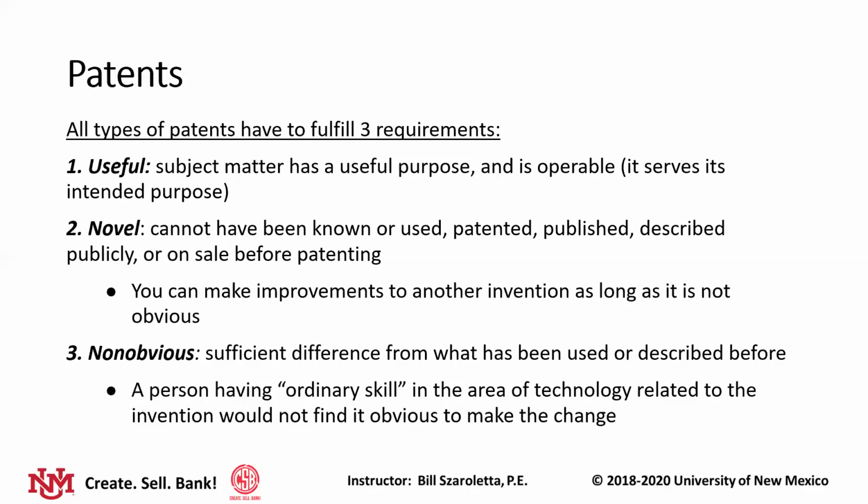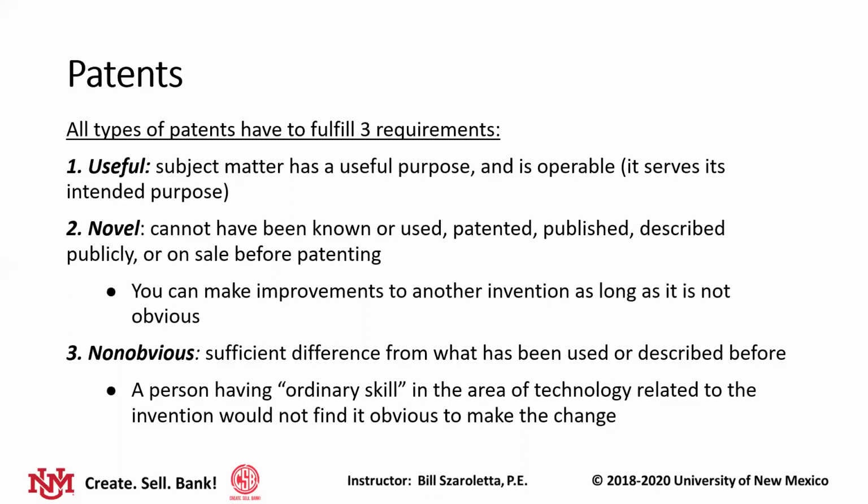And if you don't, there's circumstances where you can still get a patent, but it's important, very, very soon after you disclose, to either talk to an attorney or look into the patenting process. It's important to mention under this category that you can make improvements to another invention as long as it is not obvious to make those improvements. The third category is it has to be non-obvious.